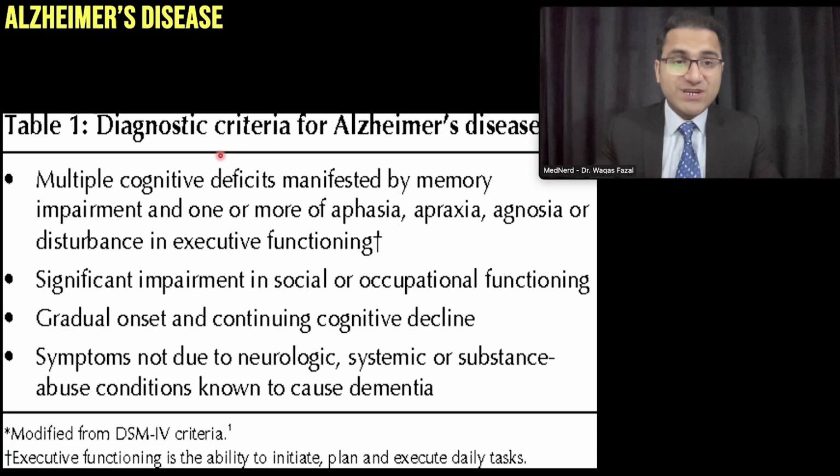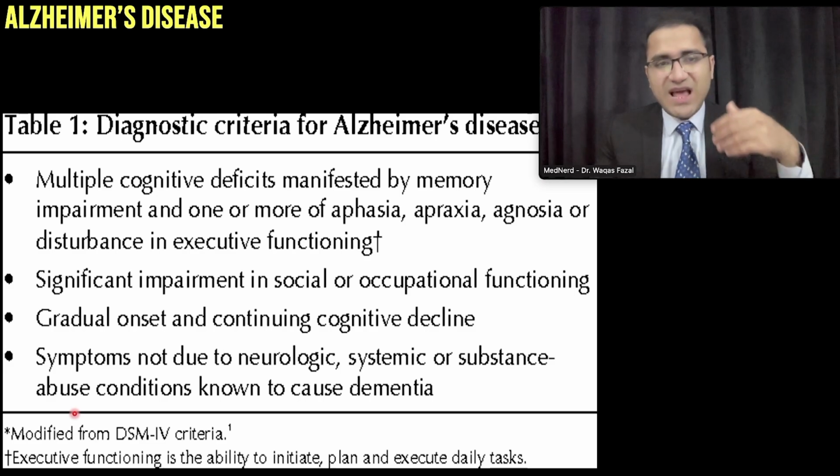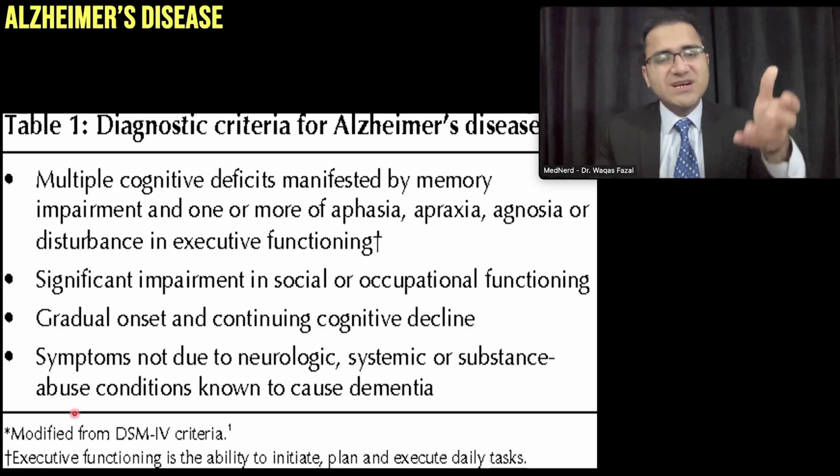This picture shows the diagnostic criteria for Alzheimer's disease: multiple cognitive deficits manifested by memory impairment, and one or more of aphasia, apraxia, agnosia, or disturbance of executive functions. Significant impairment in social or occupational functioning, gradual onset and continuing cognitive decline. Symptoms not due to neurological, systemic, or substance abuse conditions known to cause dementia. Now, this is very important: if a neurological cause, a systemic cause, or substance abuse is known, it means that this is likely secondary to a neurological condition, systemic condition, or substance abuse.